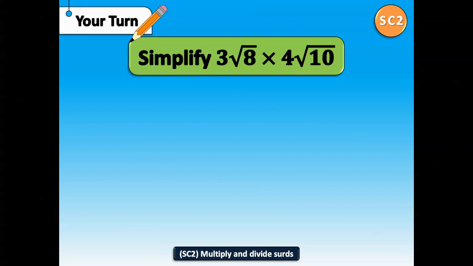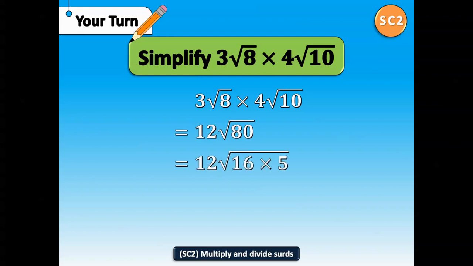So here we want to simplify root 3 root 8 times 4 root 10. So we can multiply 3 and 4 together, which is 12. And we can multiply root 8 and root 10 together, which is root 80.